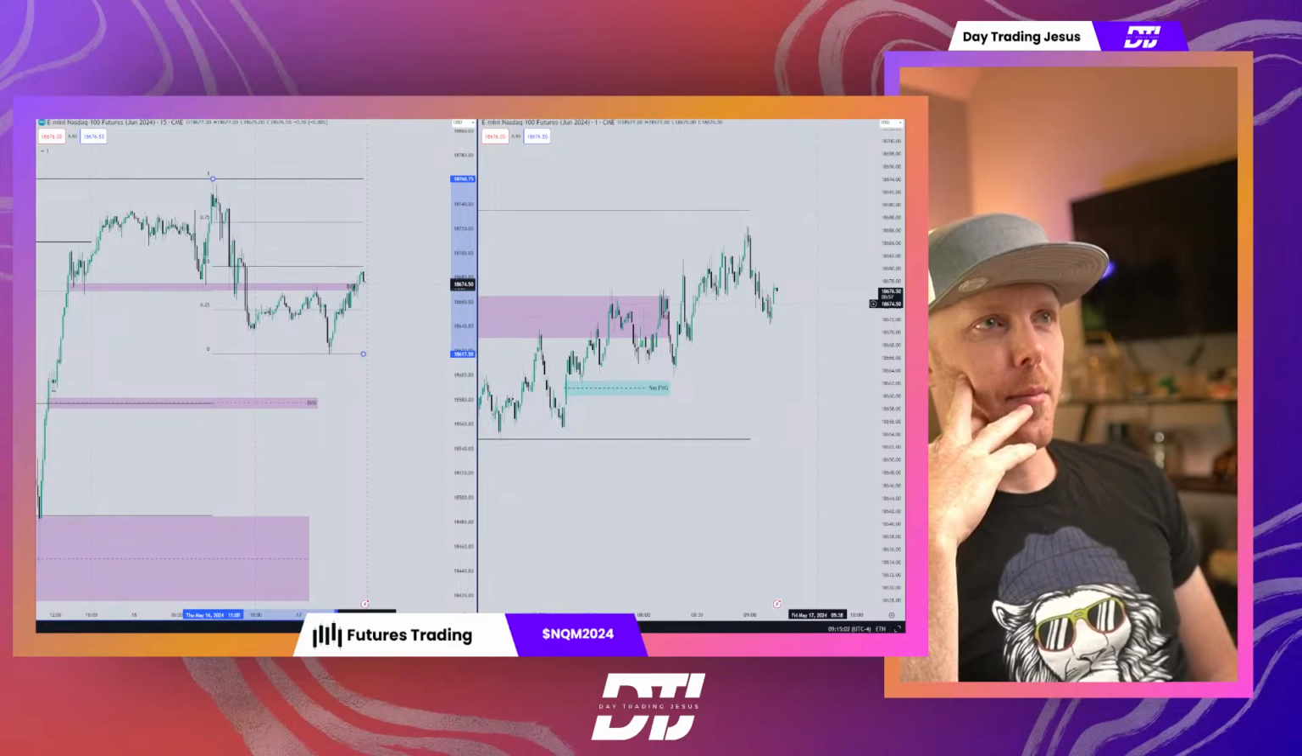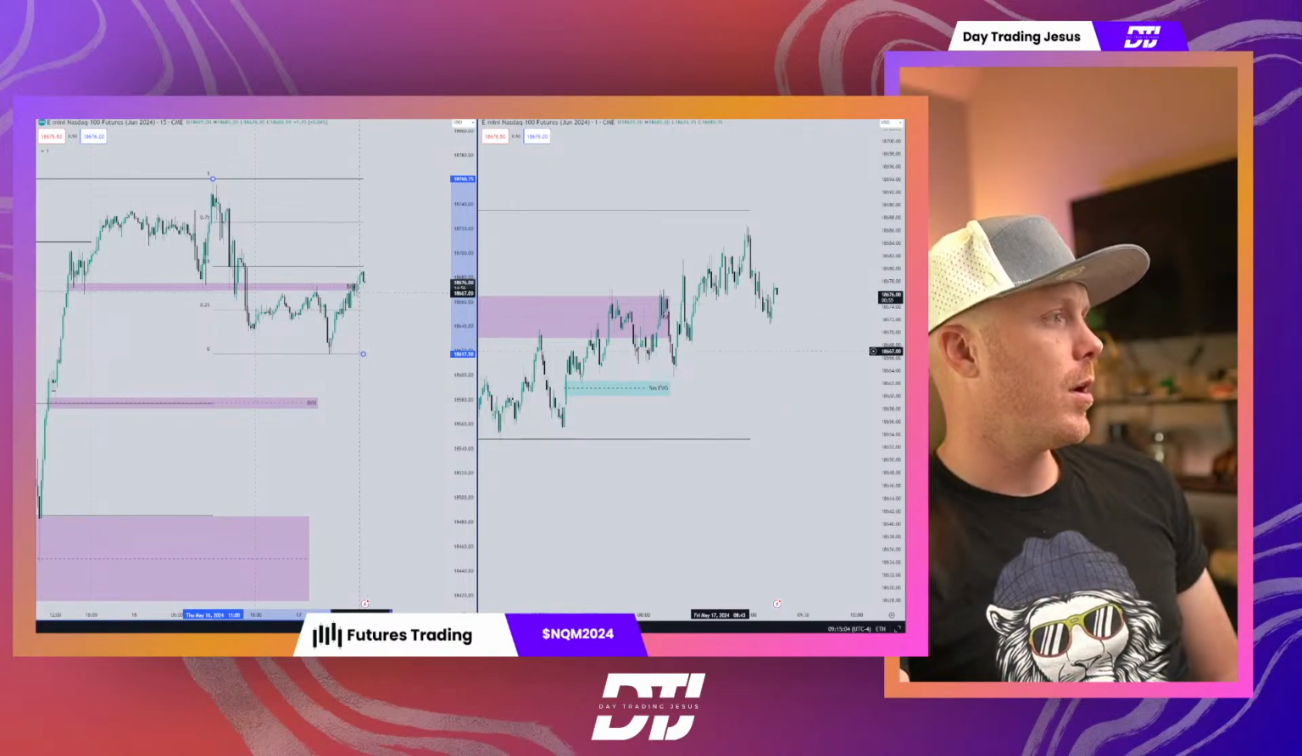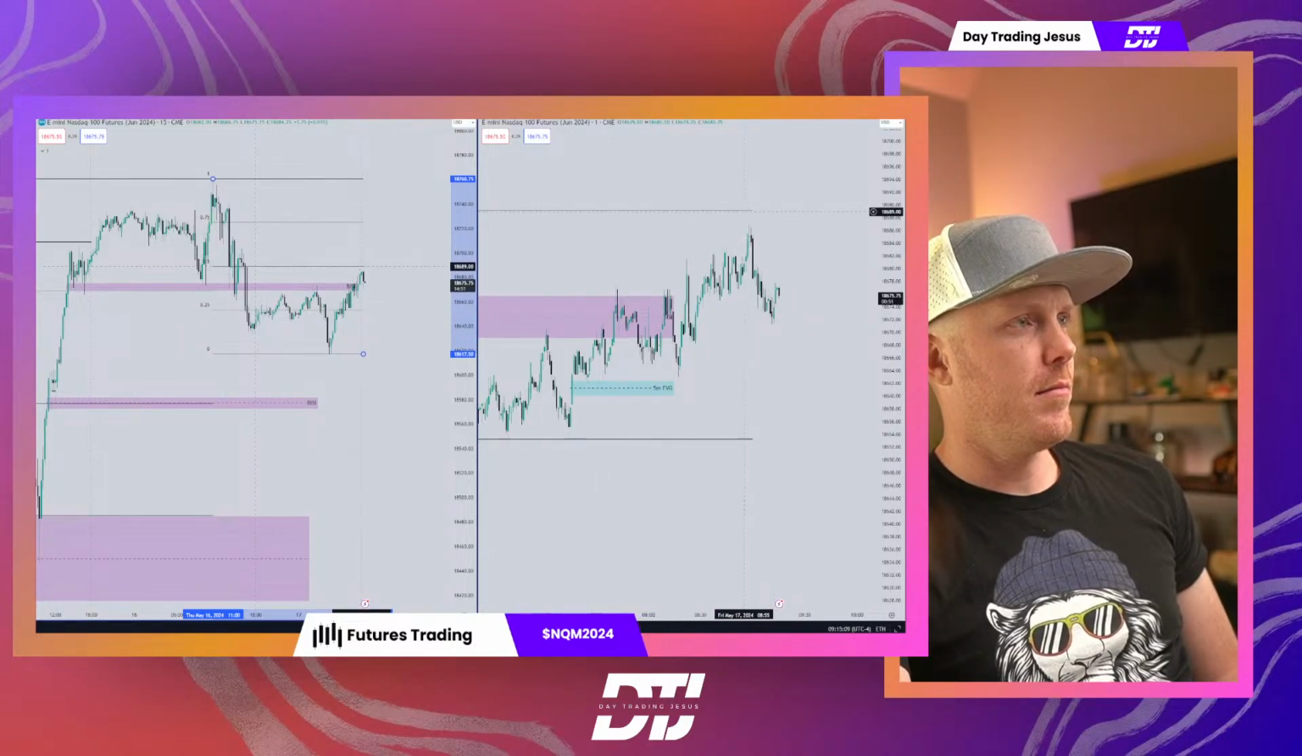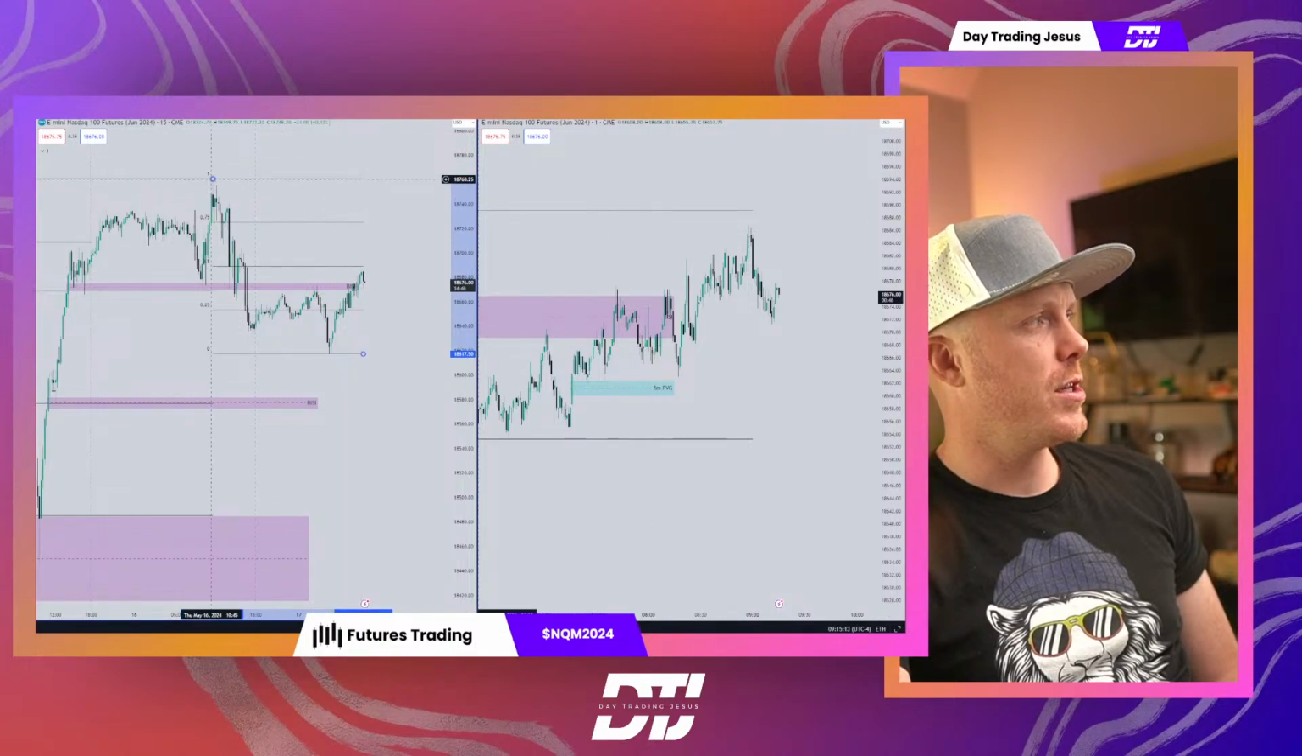Nothing significantly happening right now, as I said before. Really what I want to see happen is this tagged. This is equilibrium for this range from the all-time high to the low of this morning. I would like to see that tagged.